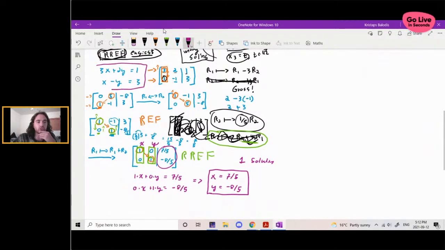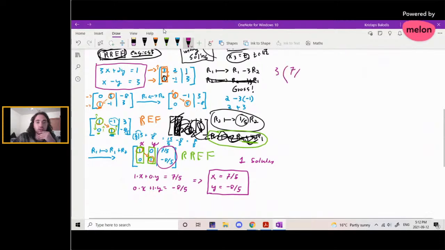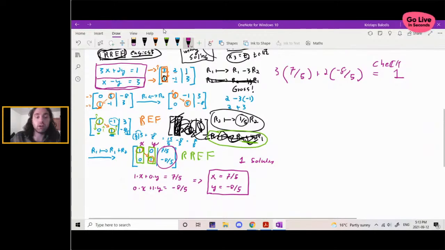So here's our original system of equations, and I'm not going to do it because I'm a lazy mathematician, but you should check. You should plug these solutions in to make sure I haven't been lying to you. You should go 3 times 7 divided by 5 plus 2 times minus 8 divided by 5. And you should check that this works out to 1. And then you should also check this for the second part. You may not necessarily have to do the checking on a test, but that is the whole point of doing all this machinery.